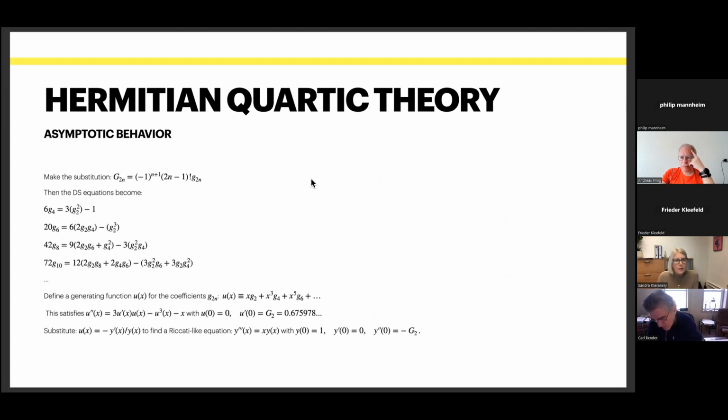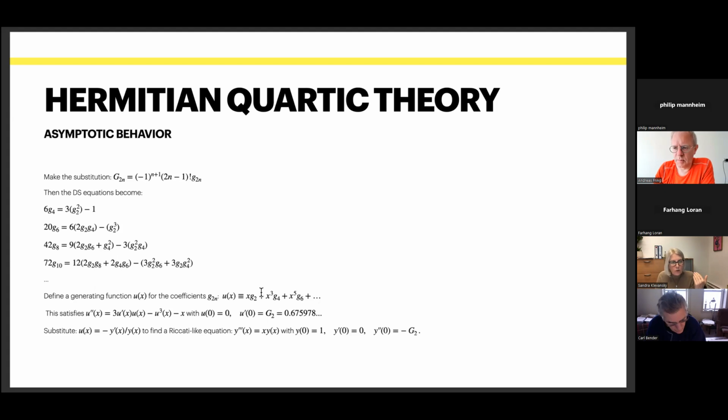One of the things you can do is you can say, well, let us extract the behavior that we've seen by taking out the minus sign, by taking out the factorial, and saying we have some function left over. Then obviously the Dyson-Schwinger equations change slightly, and they have this particular form. If you look at this form long enough, you will see a structure in it, and the structure will enable you to define a generating function u of x for these coefficients g2n. So u of x is given by x times little g2 plus x cubed times little g4 plus x to the 5 times little g6, etc.